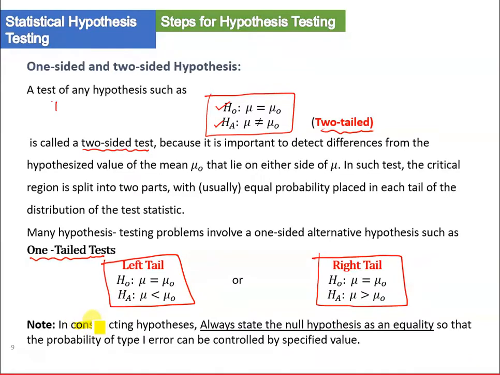In constructing a hypothesis, always state the null hypothesis as an equality, because in this case the probability of type 1 error can be controlled. So that's the benefit of having the null hypothesis as an equality.